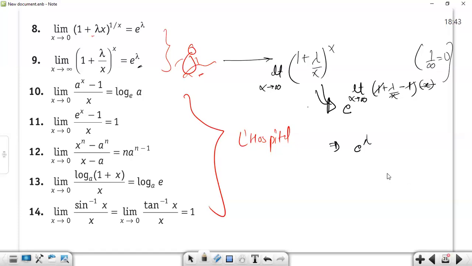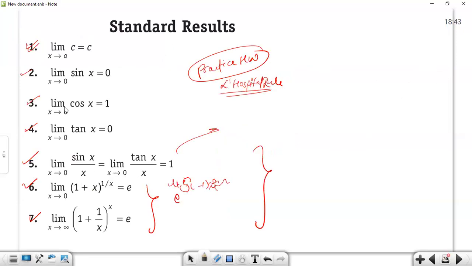Yes, sir. Okay. So using the same method, you have to solve 6, 7, 8 and 9. The remaining can be solved using L'Hospital's rule. This is your homework, and after completing it, please share it in the WhatsApp group.